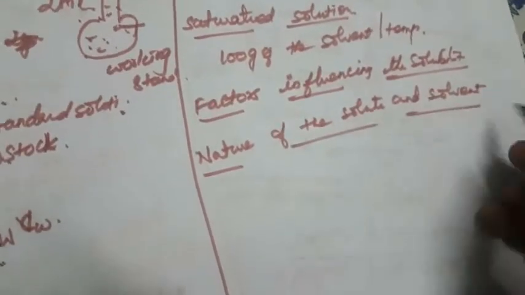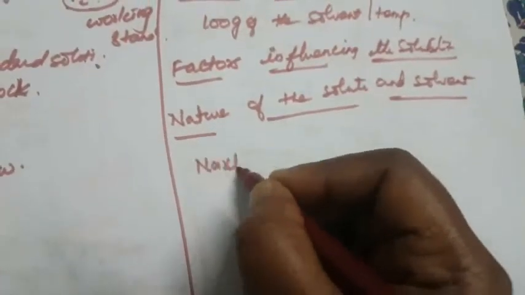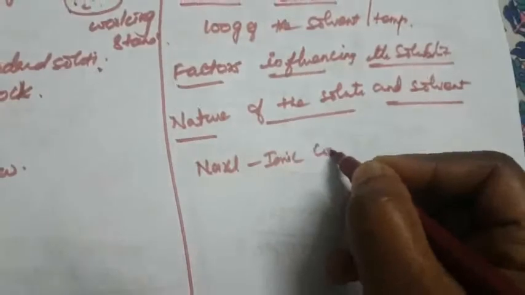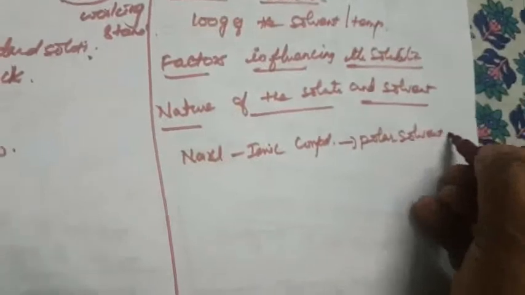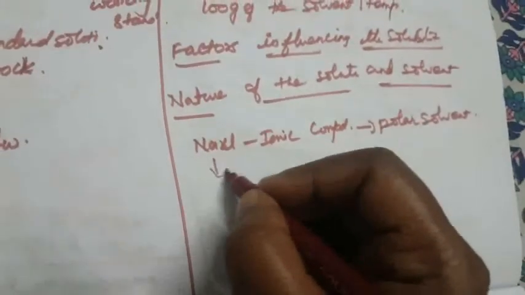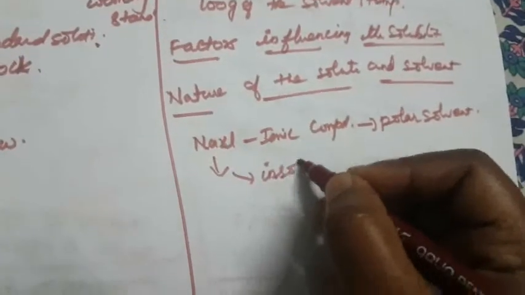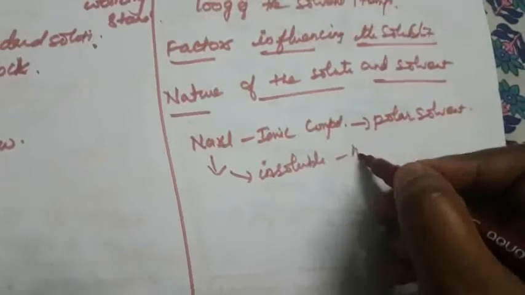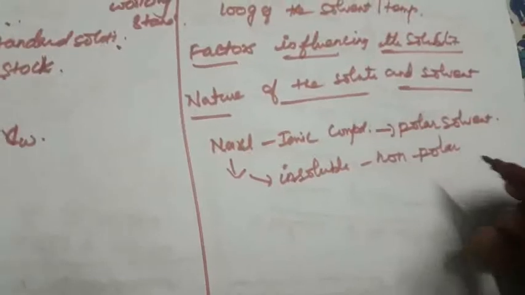What is the nature of the solute and the solvent? For example, sodium chloride is an ionic compound. An ionic compound easily dissolves in water, that is, in a polar solvent. But sodium chloride is insoluble in a non-polar solvent. What is a non-polar solvent? That is an organic solvent, a solution without water. So that is called a non-polar solvent.